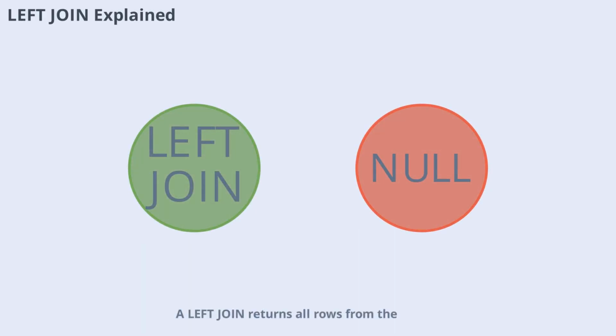A left join returns all rows from the left table and matched rows from the right table. If there's no match, nulls are returned for columns from the right table. This is useful for finding records that may not have related entries in another table, such as employees without departments.